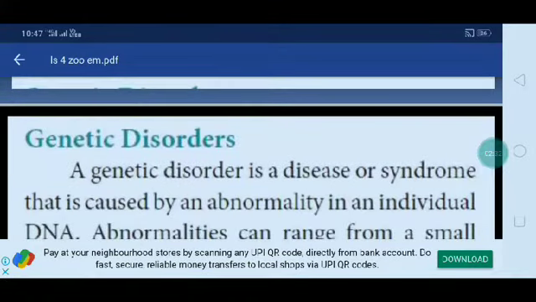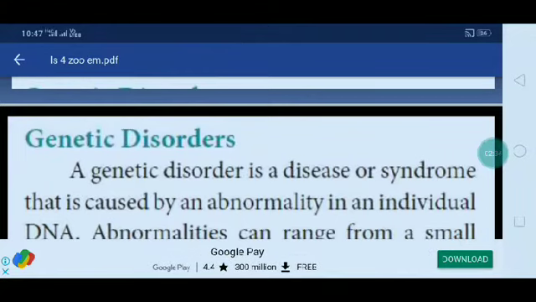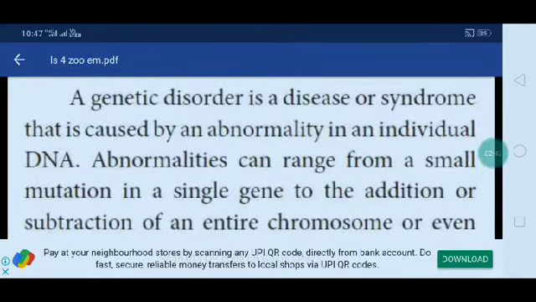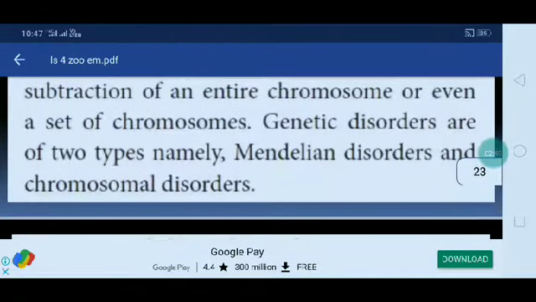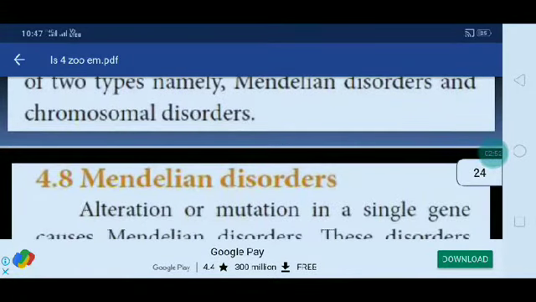Okay, then genetic disorders. There are some genetic disorders. A genetic disorder is a disease or syndrome caused by an abnormality in an individual's DNA. Abnormalities can range from a small mutation in a single gene to the addition or subtraction of a gene. Genetic disorders are of two types: Mendelian disorders and chromosomal disorders.